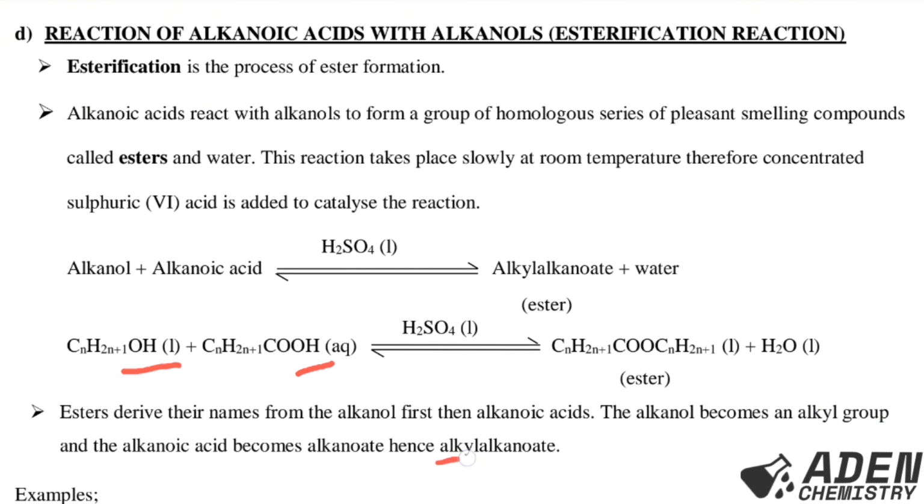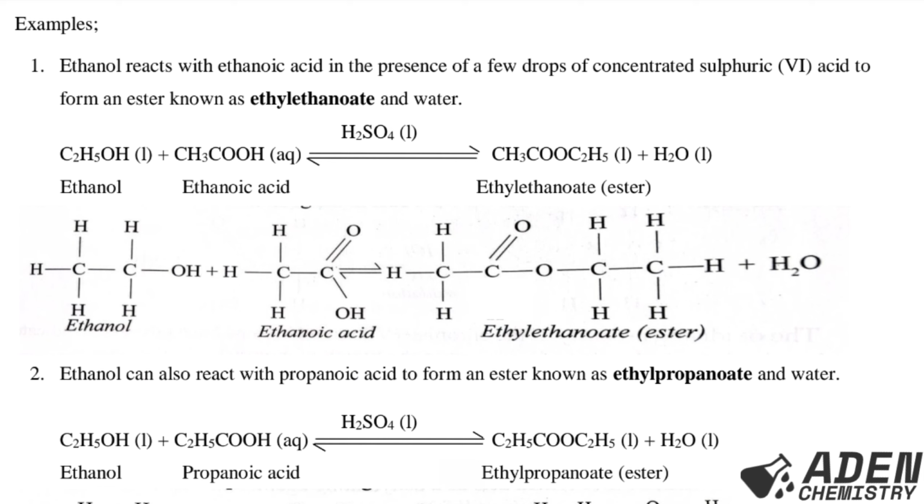Hence, alkyl alkanoate will be our ester. Let's go to examples. Example 1: we are told ethanol reacts with ethanoic acid in the presence of a few drops of concentrated sulfuric acid to form an ester known as ethyl ethanoate.